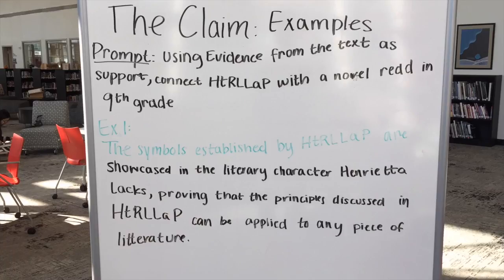Now, why is this a good claim? It starts off by addressing a specific topic, in this case the symbols established by How to Read Literature Like a Professor. The claim follows the specific topic by using a debatable phrase that relates everything to the already stated topic. In this case, the writer is arguing that the symbols are showcased in the literary character Henrietta Lacks. Finally, the claim finishes by explaining the significance of the argument, that the symbols are proving that the principles discussed in How to Read Literature Like a Professor can be applied to any piece of literature. Note that this final part of the claim goes back to address the prompt by discussing and connecting How to Read Literature Like a Professor with other literature.